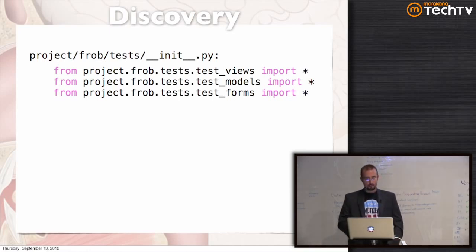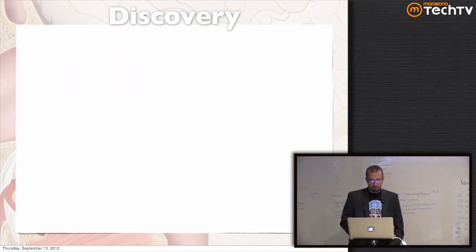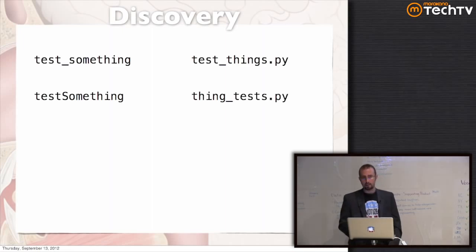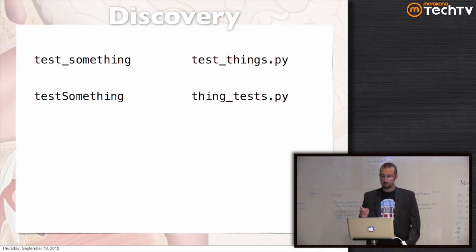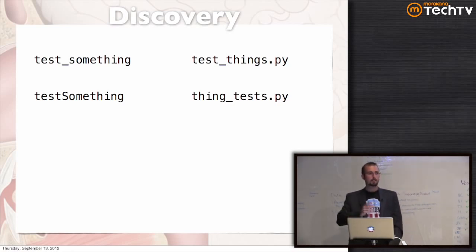Nose, on the other hand, makes all of this go poof. Instead, Nose finds your tests by name. So these are some test-like names. If Nose finds a class or a function with a test-like name inside a module with a test-like name, it considers that to be a test. And if you have something that doesn't fit that pattern, you can always use a decorator.